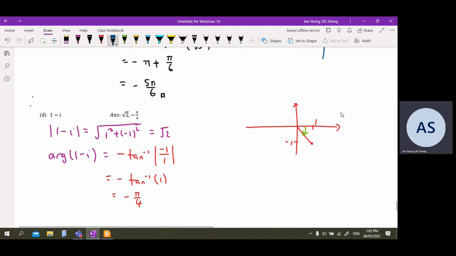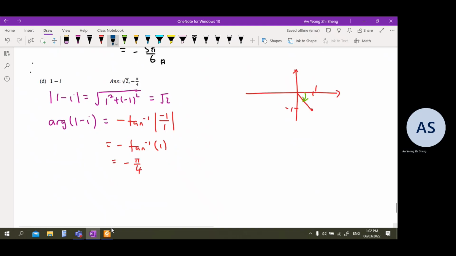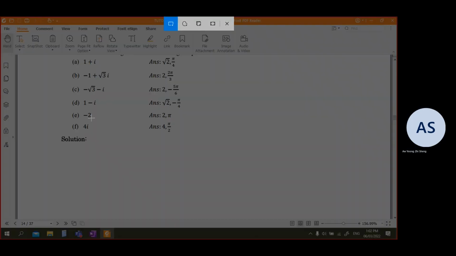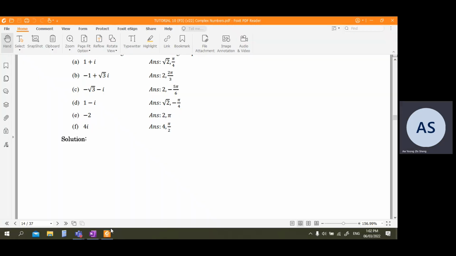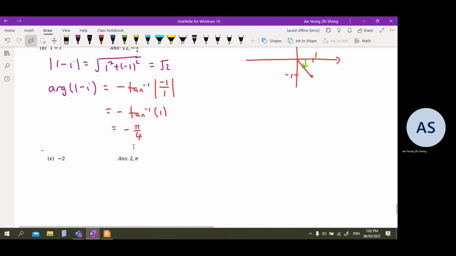The Argand diagram, you don't really have to draw it out, and no marks are given for the diagram. But what's important is you know how to do the computation correctly. Okay. For question E, this is just a real number, negative 2, without any i. But always remember that negative 2 can be interpreted as negative 2 plus 0i. And so we are still able to plot it as a point on the Argand diagram.